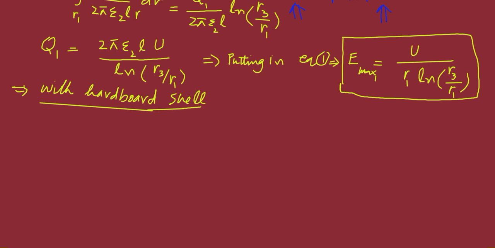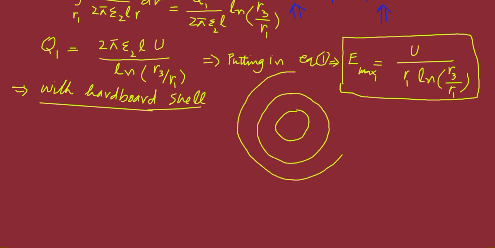with hardwood shell, we have the center conductor, we have hardwood shell, and then we have oil. So here we have R1, then here we have R2, then we have R3. So this is my conductor, this is my epsilon 1, this is my epsilon 2. So this will be my geometry now.